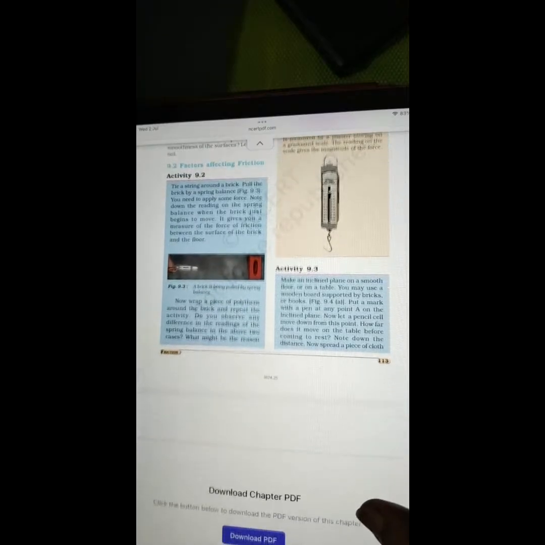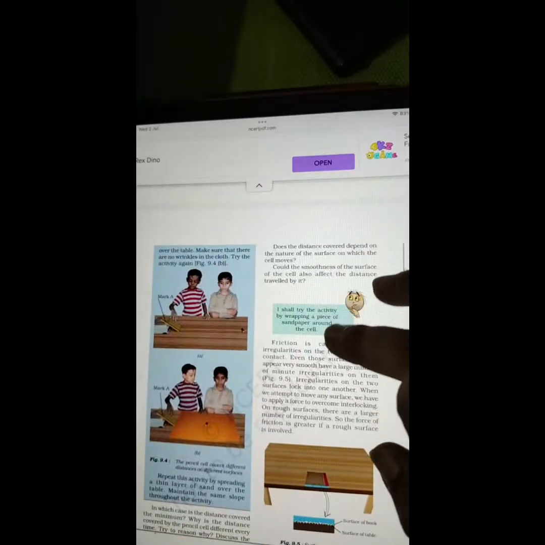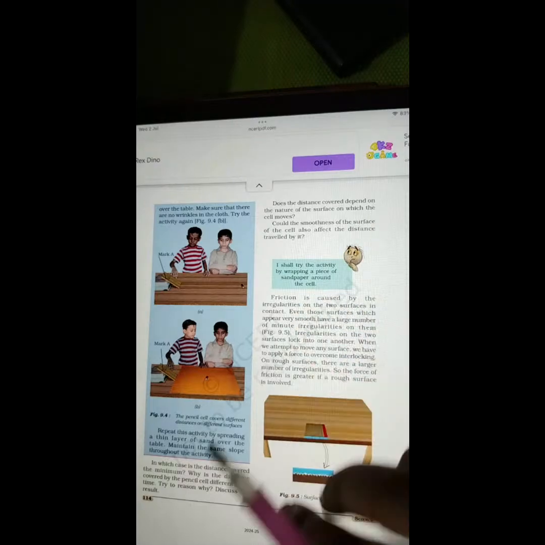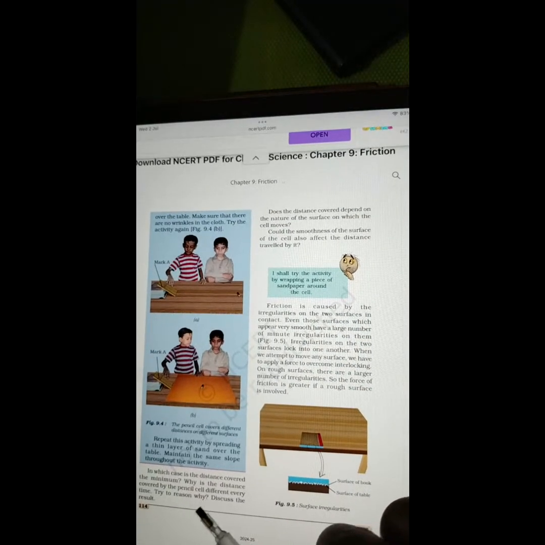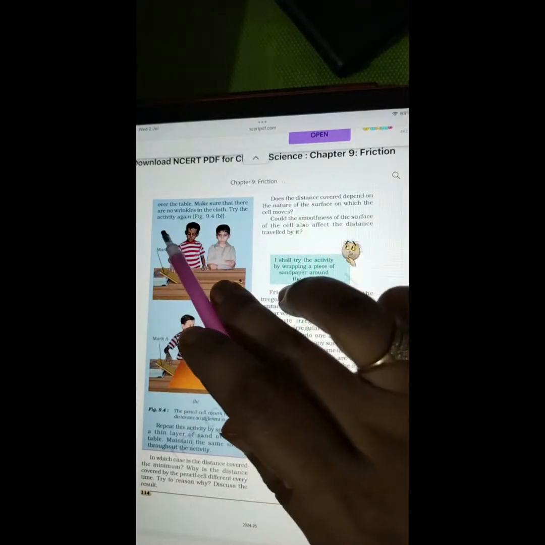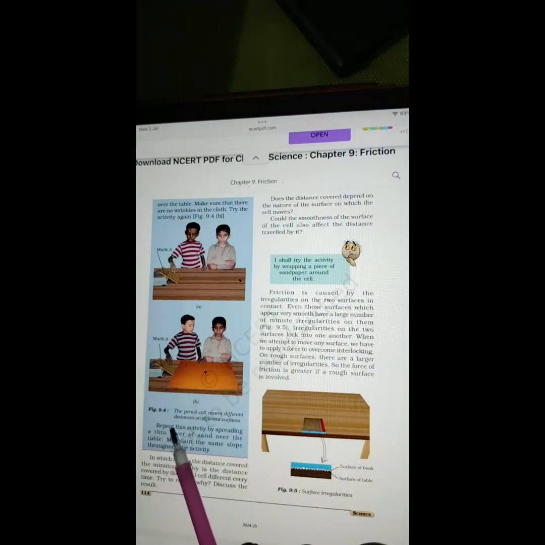Note down the distance. Now spread a piece of cloth over the table. Make sure that there are no wrinkles in the cloth. Try the activity again. So in figure 9.4, the pencil cell covers different distances on different surfaces. Repeat this activity by spreading a thin layer of sand over the table. Maintain the same slope throughout the activity.